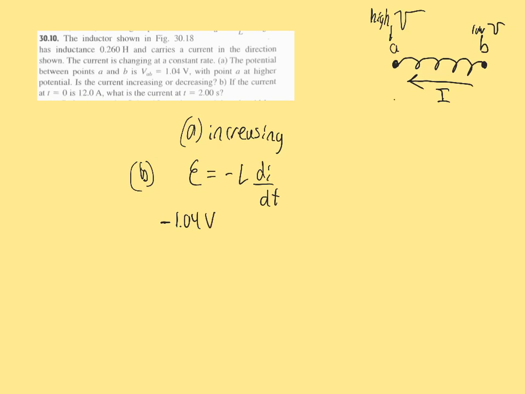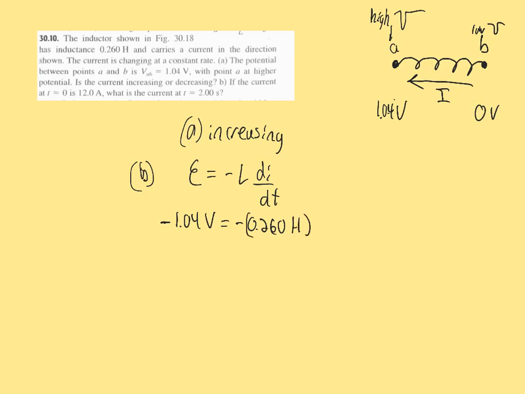So I'm going to actually call this negative 1.04 volts because I'm going the opposite way, right? This is actually 1.04 higher than over here. Okay, so I'm going to call it negative 1.04 volts. And it's negative 0.260 henries.